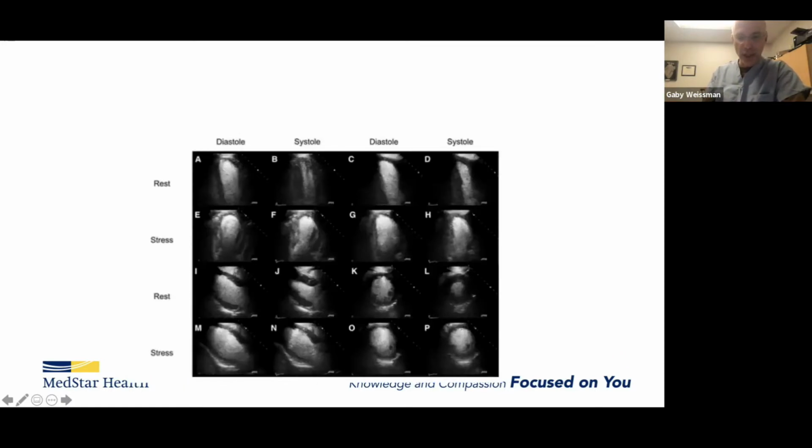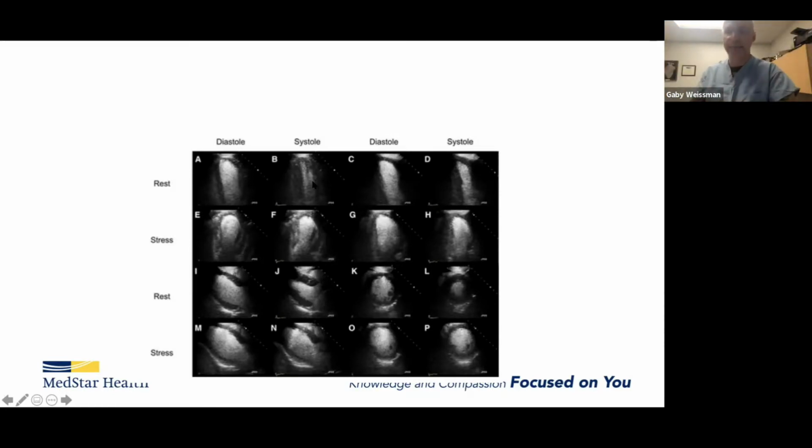So what does that look like? I don't have a moving picture for you, but hopefully you can see what it looks like here in the still picture, and maybe we'll just start by focusing on the top row. So this is at rest. You can see in diastole the heart's open. This is a 4-chamber view, so lateral wall, apex, septal wall of the left ventricle. The right ventricle is right over here. And in systole, it becomes smaller.